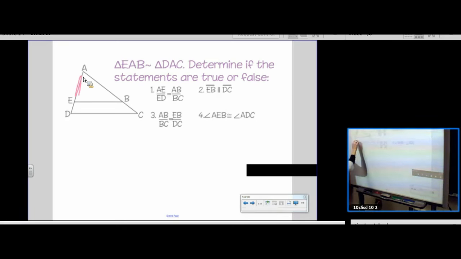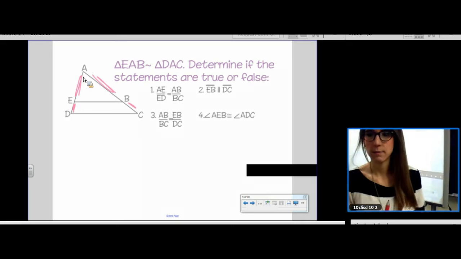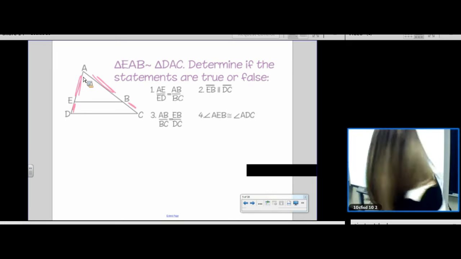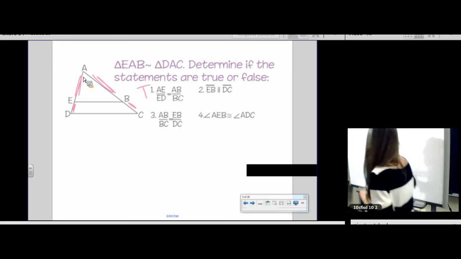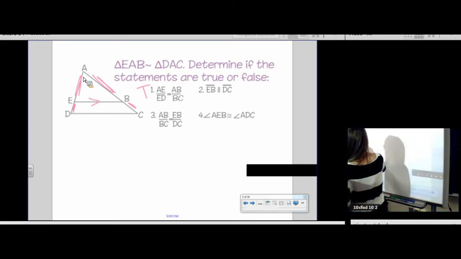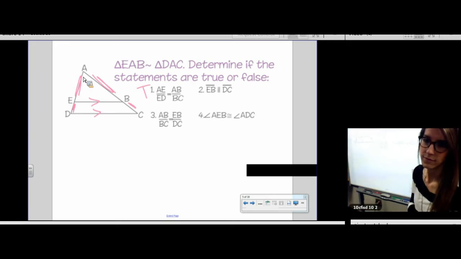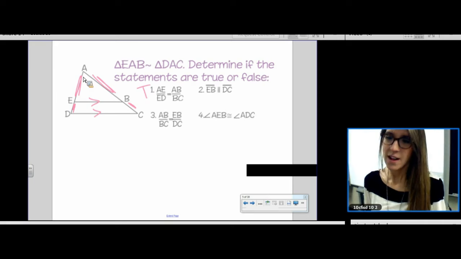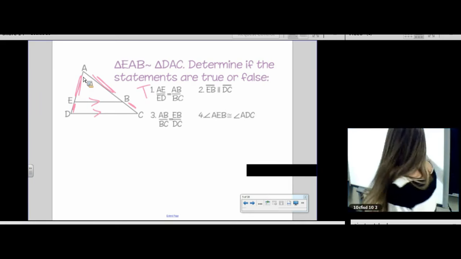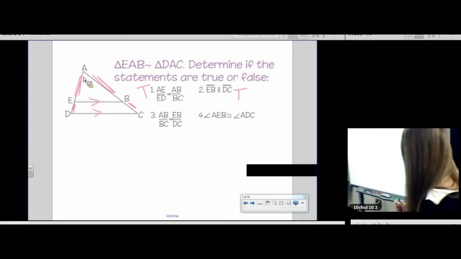AE is to ED as AB is to BC. True or false? That is the triangle proportionality theorem in a nutshell. This is true. Let's try number 2. EB is parallel to DC. Well, if the triangles are similar, then they're definitely parallel because all of the angles are congruent. So, true. Okay, next one.